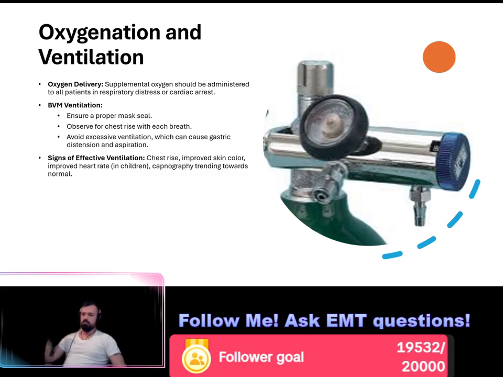Signs of effective ventilation: you're going to see chest rise and improved skin color. So look at the skin color, condition, temperature, CCT. If you have a child, you'll see the heart rate improve. A low heart rate in children is bad. Also, make sure you use capnography, which we'll talk about later on.